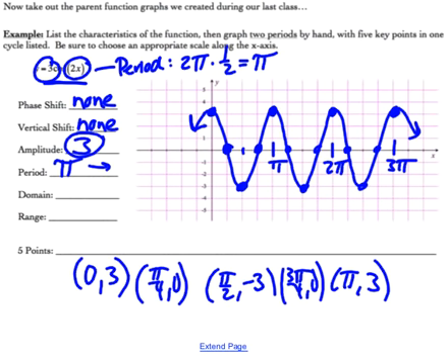Once we have that in place, then our domain, which would be true for all sines and cosines, is going to be from -infinity to +infinity. Our range for this one is going to be a little bit different because we're actually stretching those vertical values. And so you notice on the graph here that we're going to go from -3 to +3. And that pretty much does it for this one.